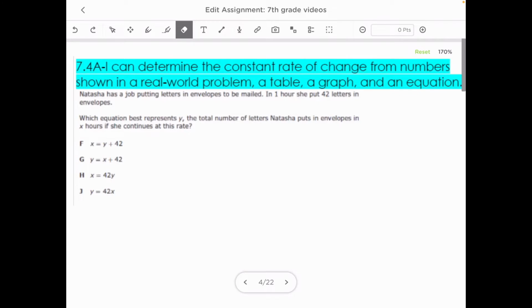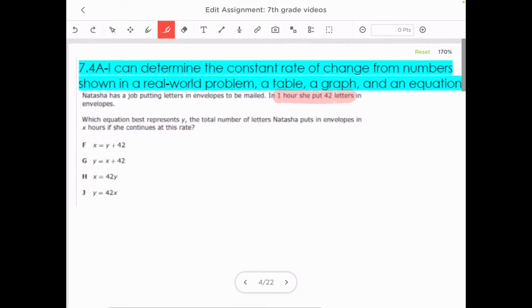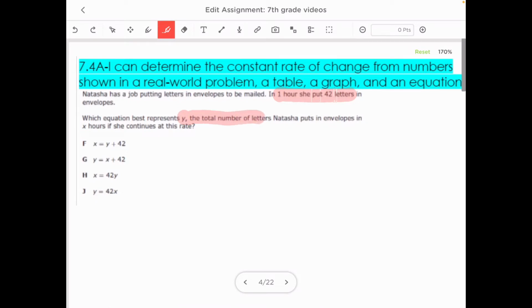Here's the problem. Natasha has a job putting letters in envelopes to be mailed. In 1 hour, she puts 42 letters in envelopes. Which equation best represents Y, the total number of letters that Natasha puts in the envelopes, and X, the number of hours if she continues at this rate?